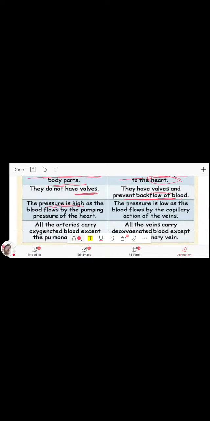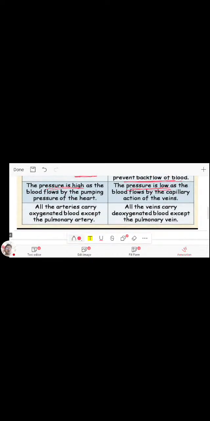Arteries pressure is high, veins pressure is low. All arteries carry oxygenated blood except the pulmonary artery. All veins carry deoxygenated blood except the pulmonary vein.